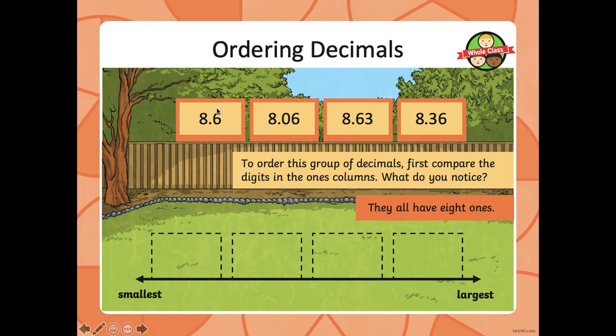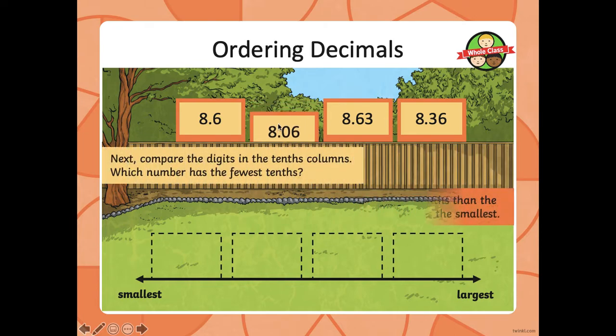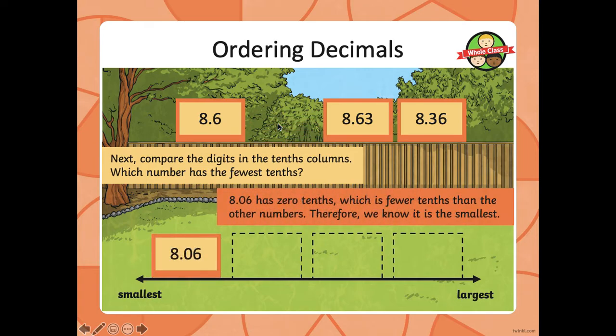Now we're looking at the tenths, not the tens, but the tenths column. And this one is 6, this one is 0, this one is 6, and this one is 3. Now there's a difference. So we need to choose the lowest number, which is 8.06. What's the next one?